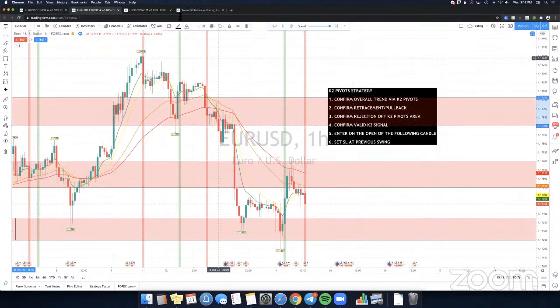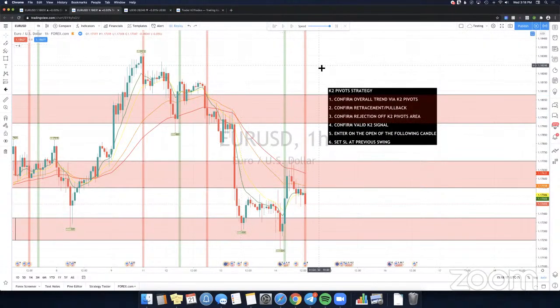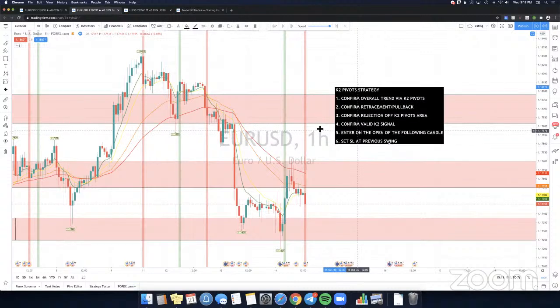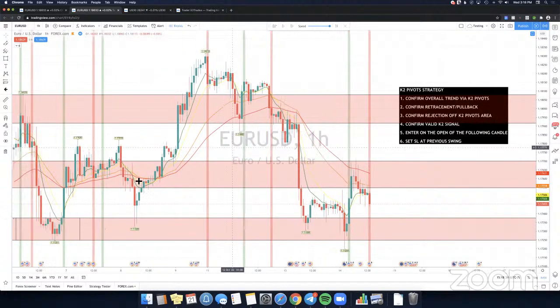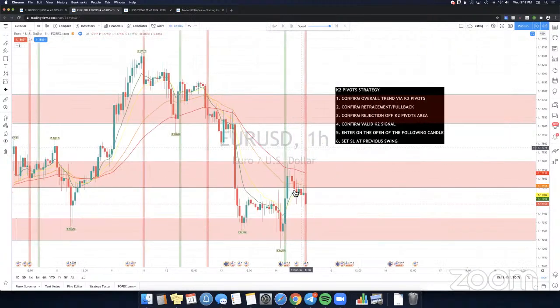First you want to identify the overall trend using the K2 pivot. Right here, price is below. I'm sure you're familiar with that, right? When price is below, the pivots are all angling in the same direction, and they're spread out like they are right here. That would confirm a downtrend. Vice versa, over here, price is above, the pivots are angling upwards and they're spread out. That'd be an uptrend. So right here, we can confirm this is an overall downtrend, currently where price is.